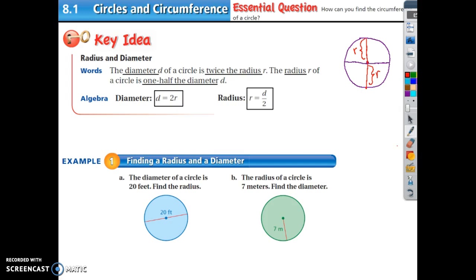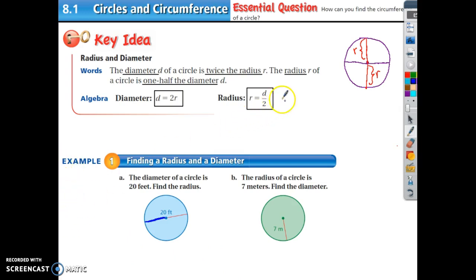In example 1a, the diameter of a circle is 20 feet. So we're looking at the entire distance across this whole circle. That distance is 20 feet. I want to know the radius, so what I really want to know is, sure, the diameter is 20 feet, all the way across is 20 feet, but I just want to know what's the distance from the middle to the edge. Well, if all the way across is 20 feet, that means halfway across must be 10 feet.